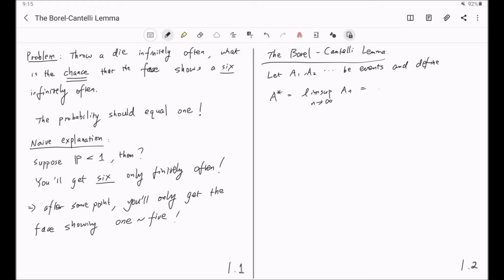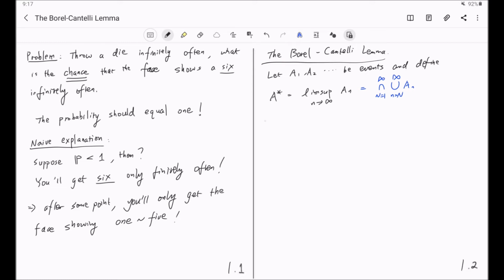Remember, this means the intersection of the union of A sub n's, where this intersection is from capital N equal to 1 to infinity, and this union is from little n equal to capital N to infinity. So you probably know this from measure theory, but let me still recall it. Then, the Borel Cantelli lemma says we will have the following.